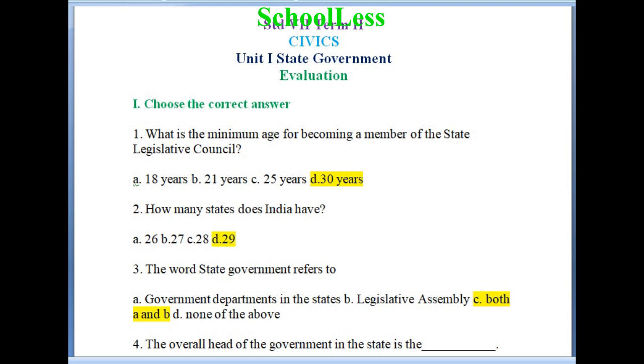Question 2. How many states does India have? A. 26, B. 27, C. 28 and D. 29. D is the right answer. We have 29 states in our country.